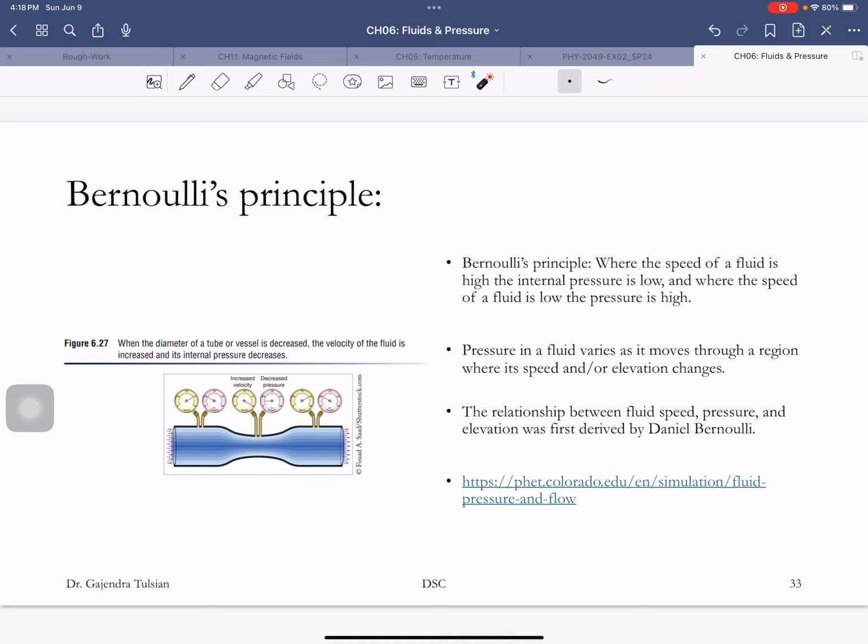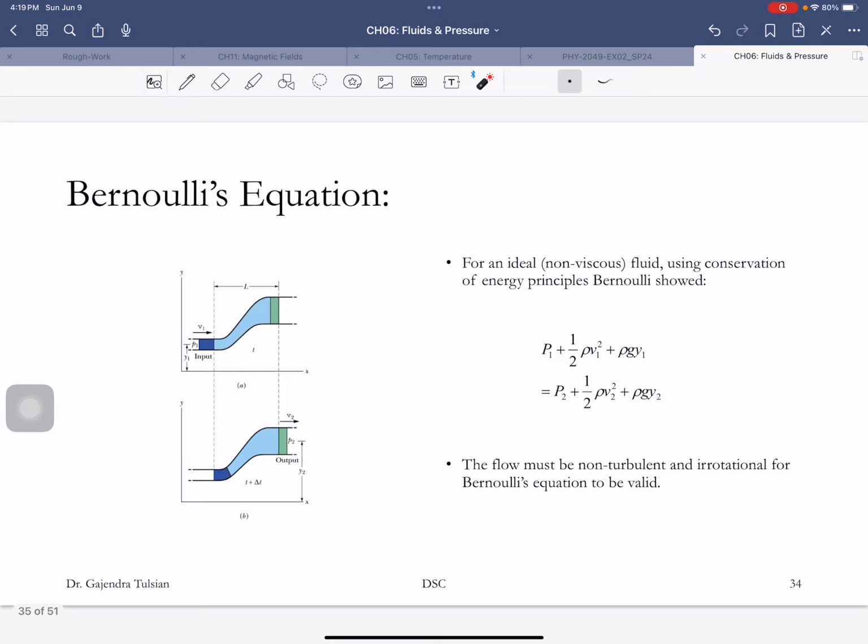So Mr. Bernoulli gave us the principle. Pressure in a fluid varies as it moves through a region where speed and or elevation changes. So Bernoulli's principle states where the speed of a fluid is high, the internal pressure is low. And where the speed of a fluid is low, the pressure is high. So fast moving fluid has lower internal pressure. The relationship between fluid speed, pressure, and elevation was first derived by Mr. Bernoulli. And here's Bernoulli's equation.